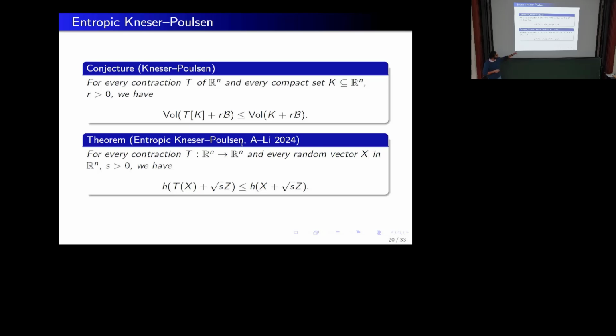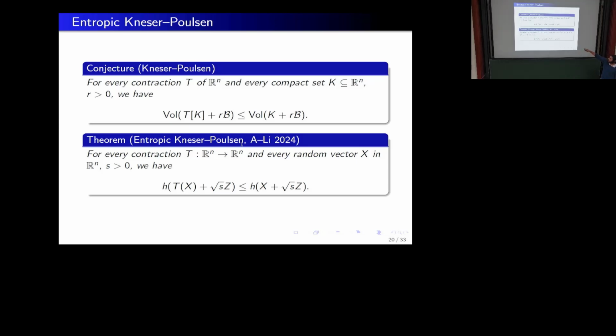And I will not write Renyi entropy, but everything that I'll say will also hold for Renyi entropy. So this is also for Renyi entropy of arbitrary order. So any questions so far? So now I will start proving this theorem.